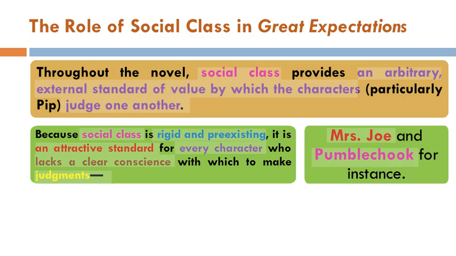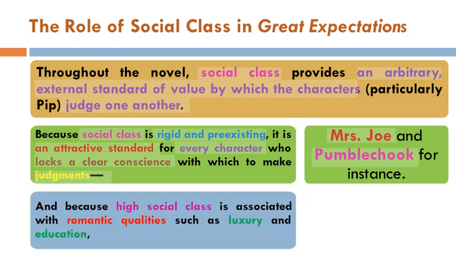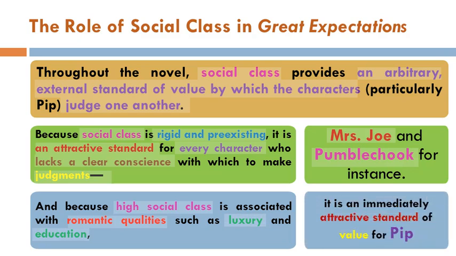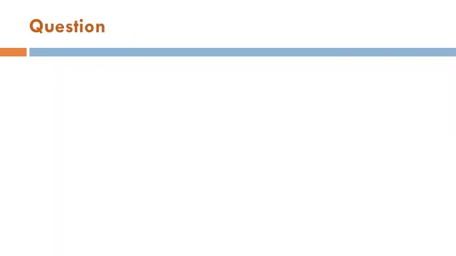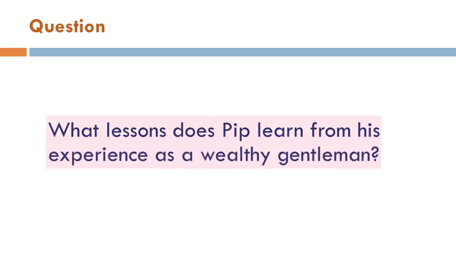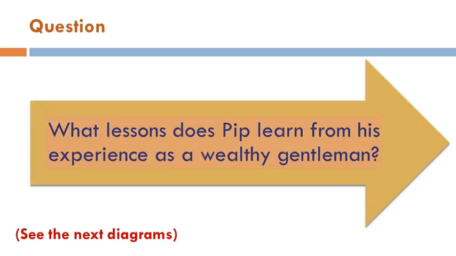And because high social class is associated with romantic qualities such as luxury and education, it becomes an immediately attractive standard of value for Pip himself. Yet the question is, what lessons does Pip learn from his experience as a wealthy gentleman? That is to say, when he becomes a gentleman. See the next diagrams.